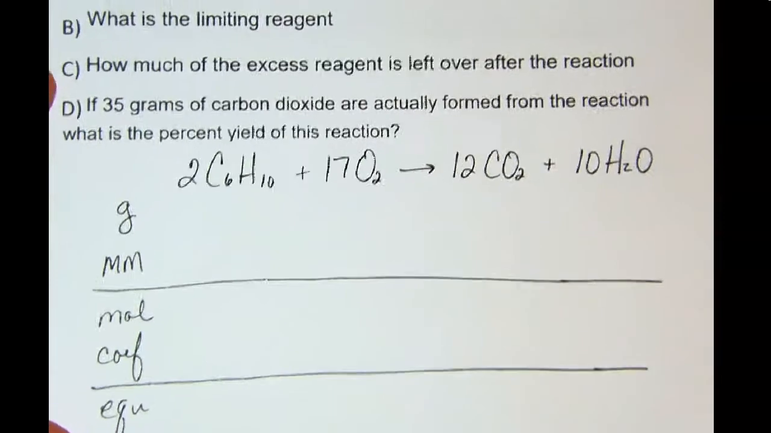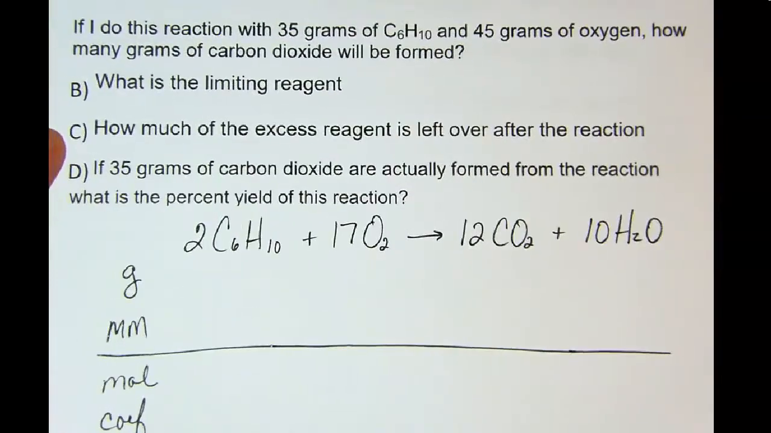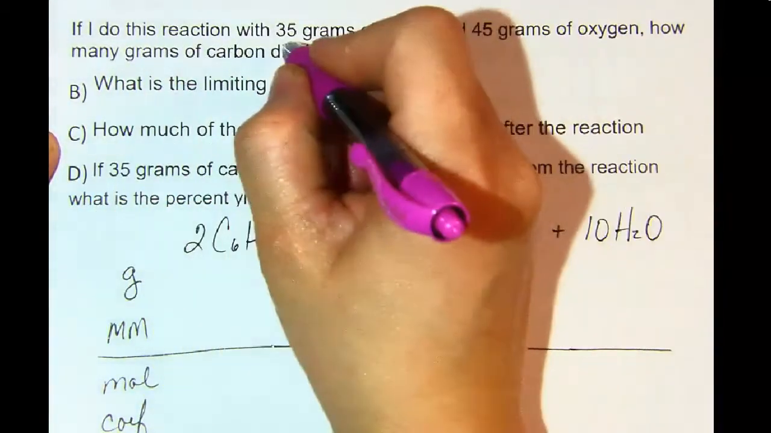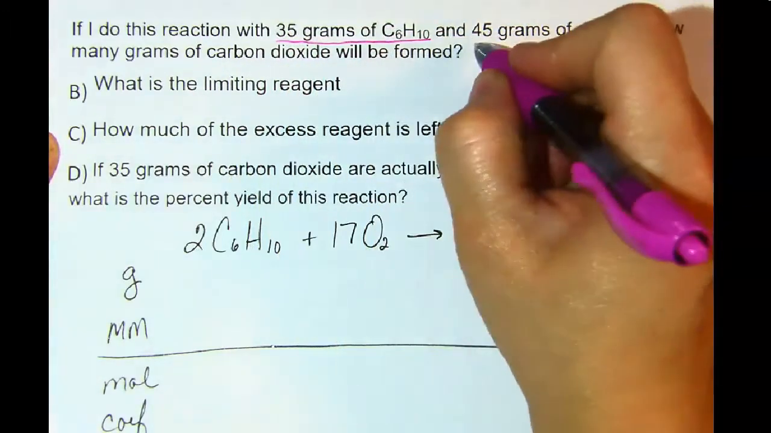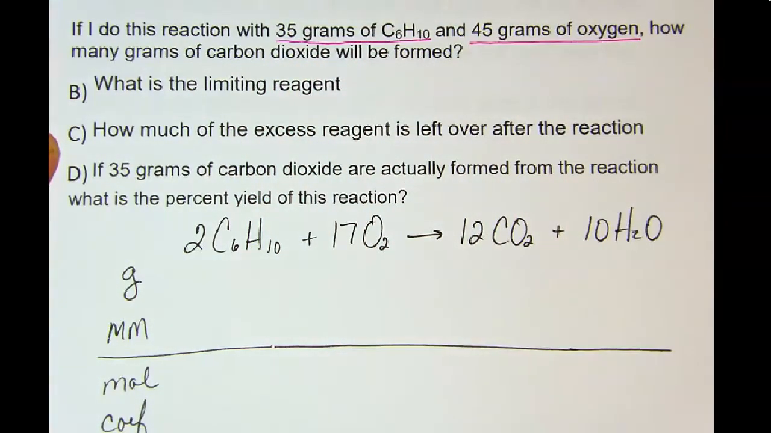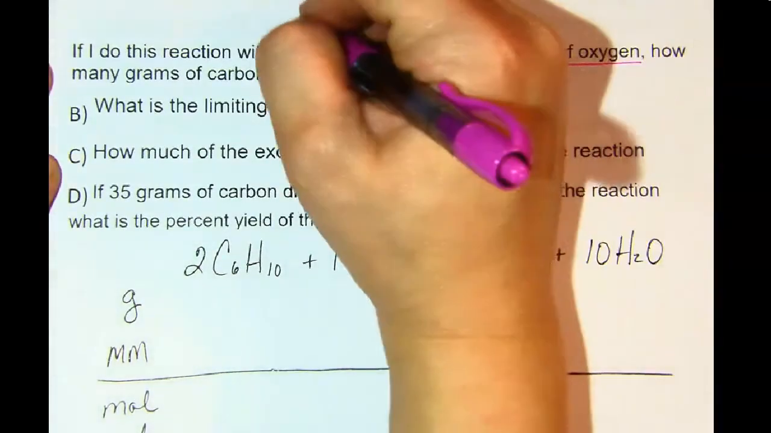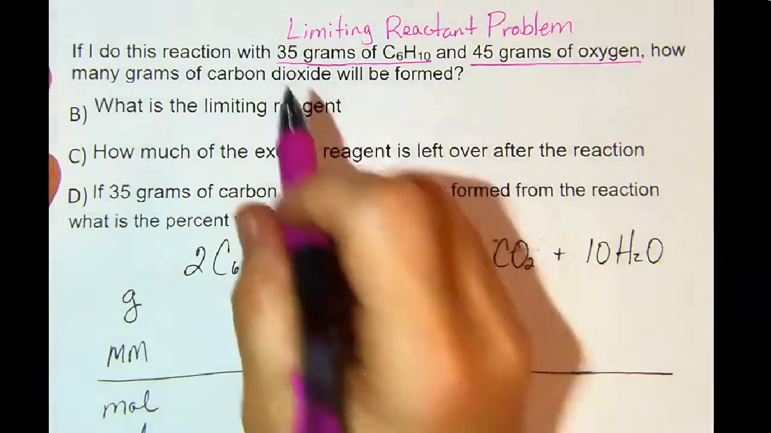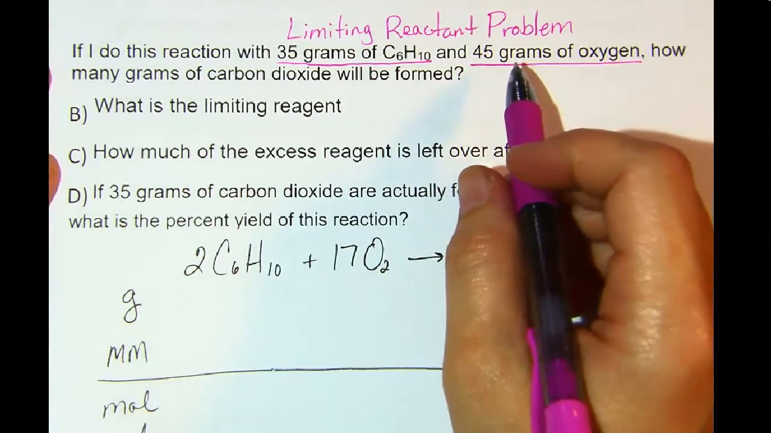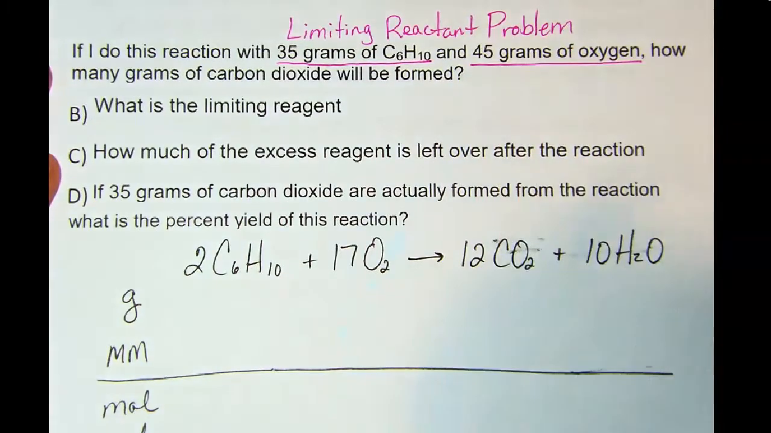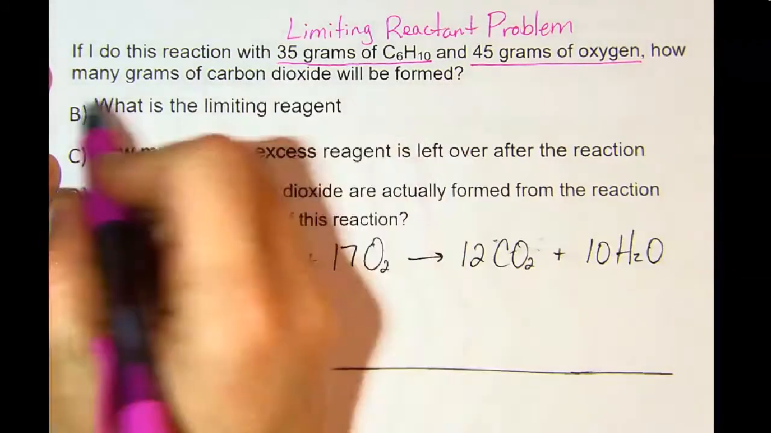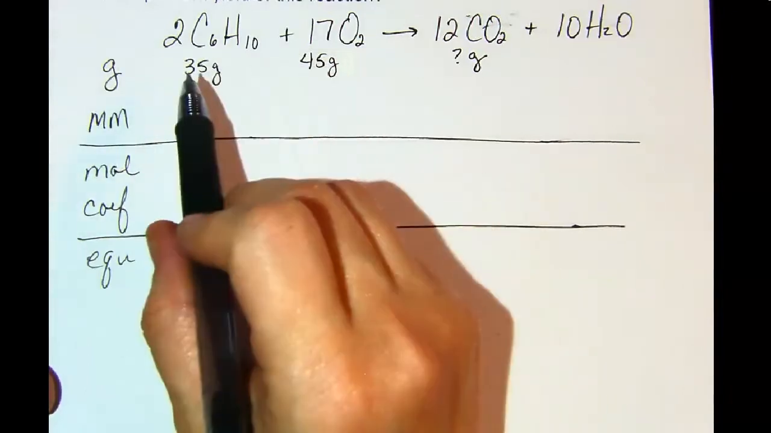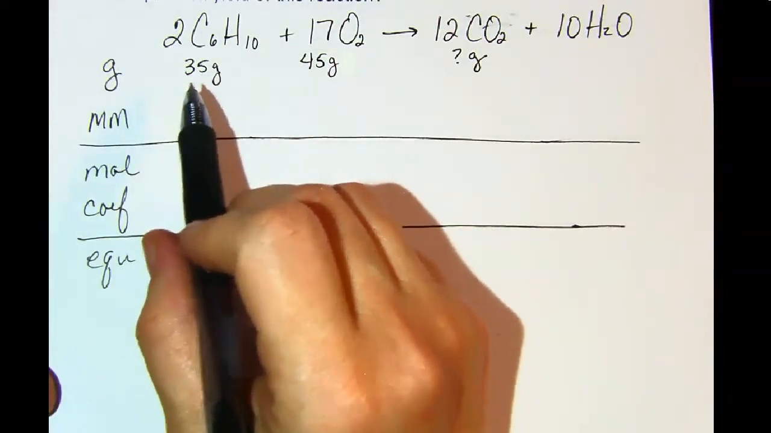Okay, so I'm going to read what they give me in the problem, and we're going to notice they give us two things this time. If I do this reaction with 35 grams of C6H10 and 45 grams of oxygen, this, because you have two givens, means this is called a limiting reactant problem. This means that one of these two is going to limit how much we can make of the products, and the other is going to be in what's called excess. So the last of it is how many grams of carbon dioxide are going to be formed. So I have to figure out which one of these two is going to be called the limiter and which one is going to be called the excess.